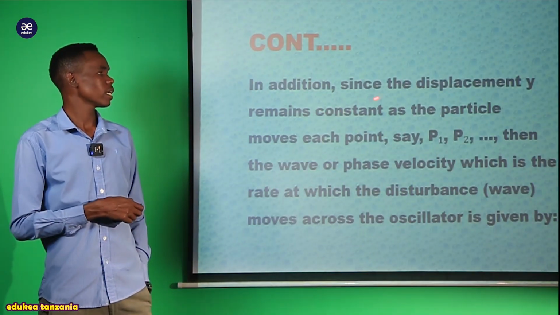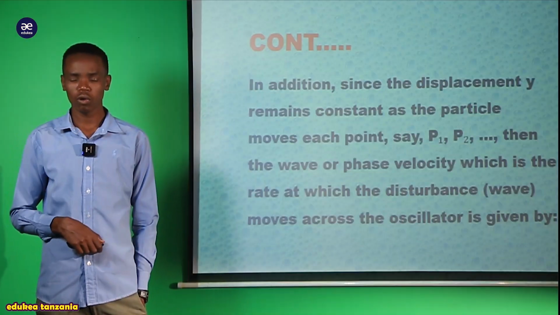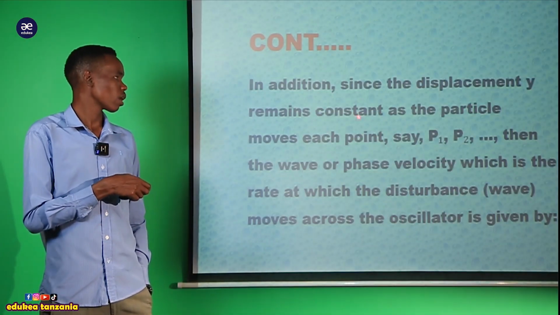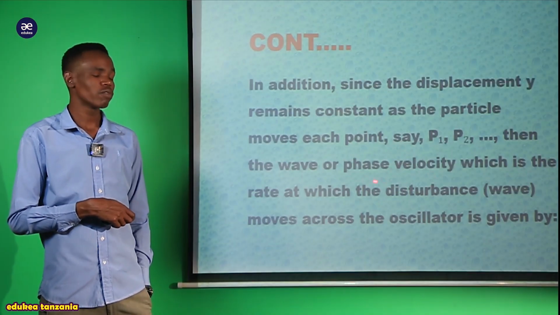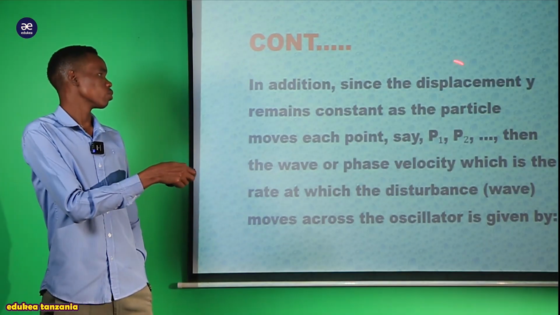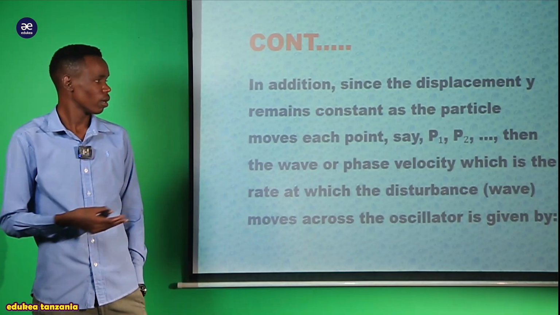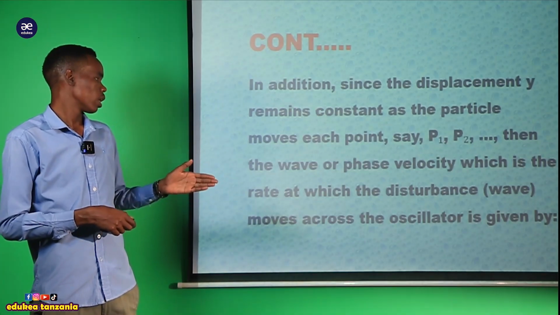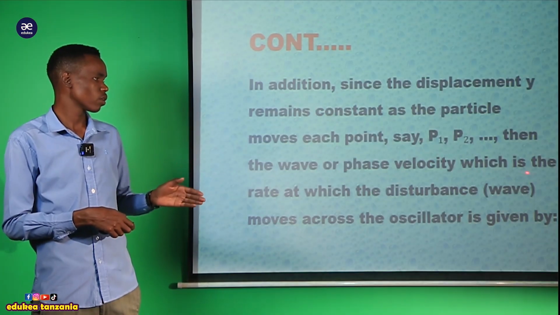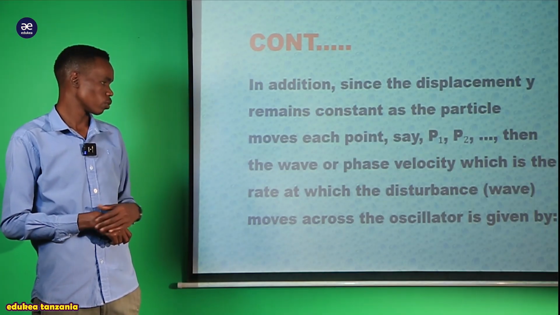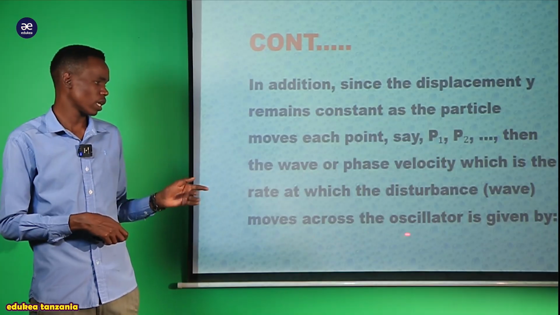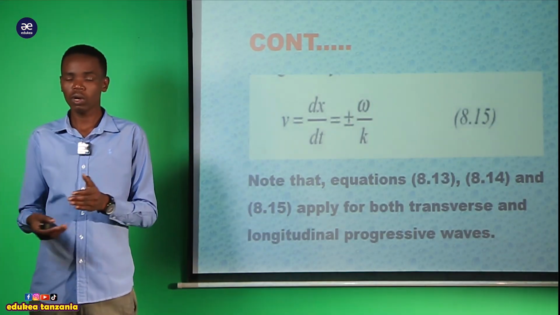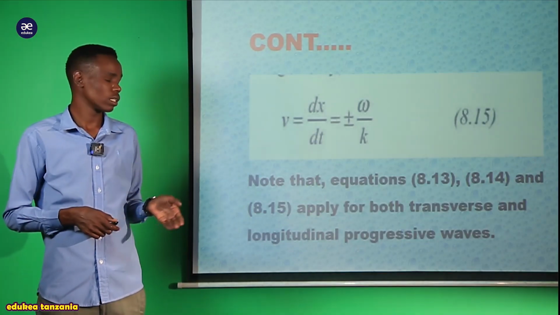In addition, since the displacement y remain a constant, kama instead sasa tutamwambia kwamba kama huyu hapa ta remain a constant, basi wale particles watamove from each other. Kama huyu displacement y ata remain a constant, watamove each other as we have been told. Now we could say that p1 and p2 then the wave or the phase velocity which is rate at which the displacement or wave moves across the oscillator is given by this one. Kwa atabini expressed kama atakuwa na uwezo wa ku move at the constant displacement.